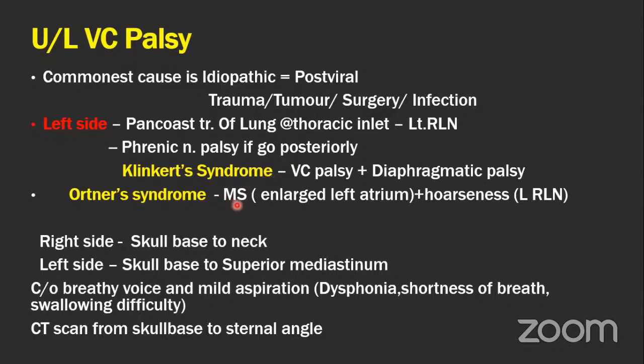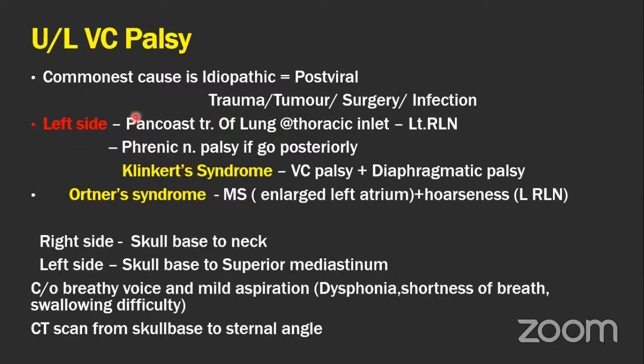if the enlarged left atrium in mitral stenosis compresses the left recurrent laryngeal nerve, then what will be the presentation? There will be mitral stenosis along with hoarseness. So that is called Ortner syndrome. In mitral stenosis, the enlarged left atrium compresses the left recurrent laryngeal nerve, causing left vocal cord palsy. So it will present as hoarseness. So MS along with hoarseness is Ortner syndrome. Okay. So these two syndromes happen with left recurrent laryngeal nerve palsy. Right?